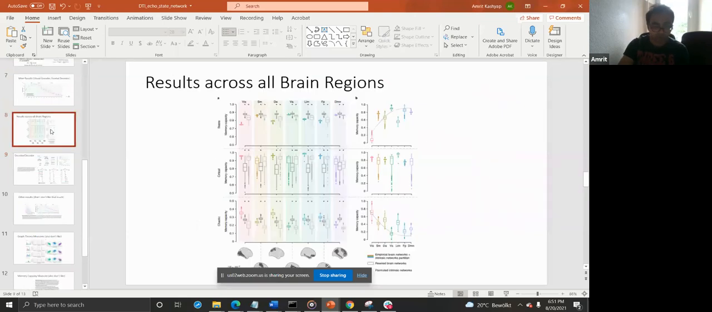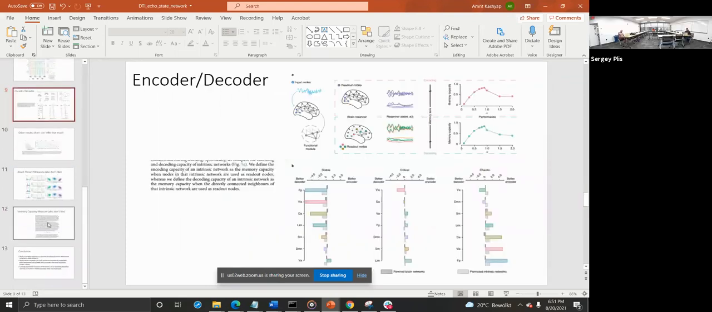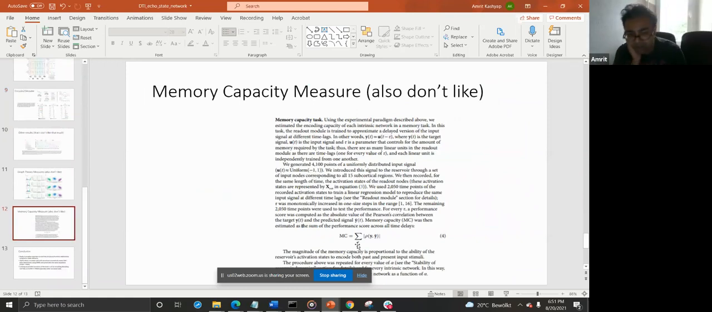I don't really know if it would work or not, but I'm definitely game to try it out. It's not very difficult. The only thing that I want to push back on a little bit is the measure here. I don't like this memory capacity measure. I think there might be better ways of doing it, but yes.